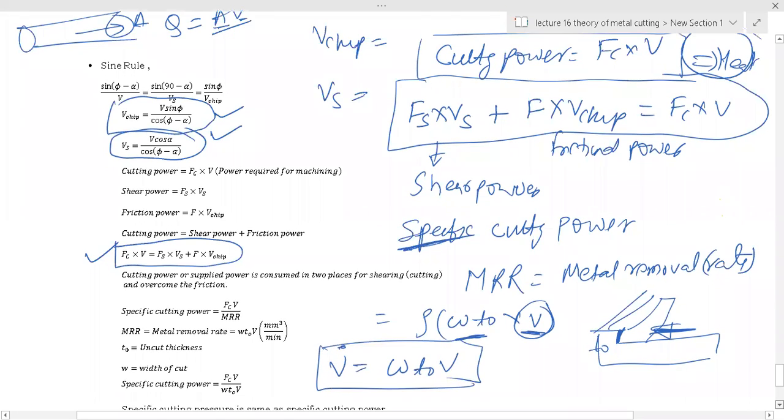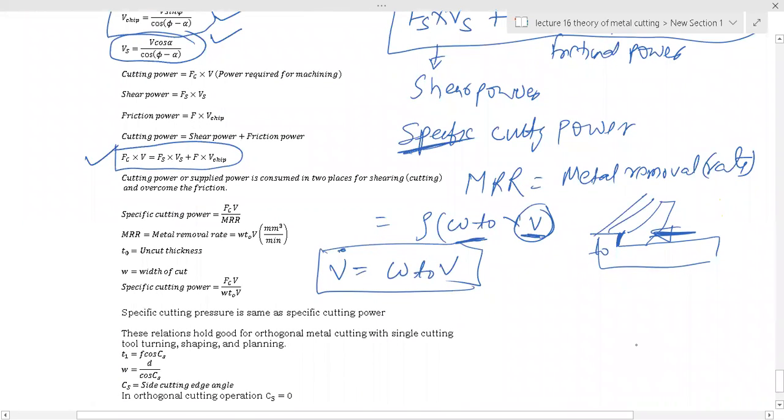When you divide this power by the metal removal rate, that is the volume removal rate, since generally density does not change, it is the volume of the chip removed. So metal removal rate is w t naught into V, where w is the width of the cut, and t naught into cutting velocity.